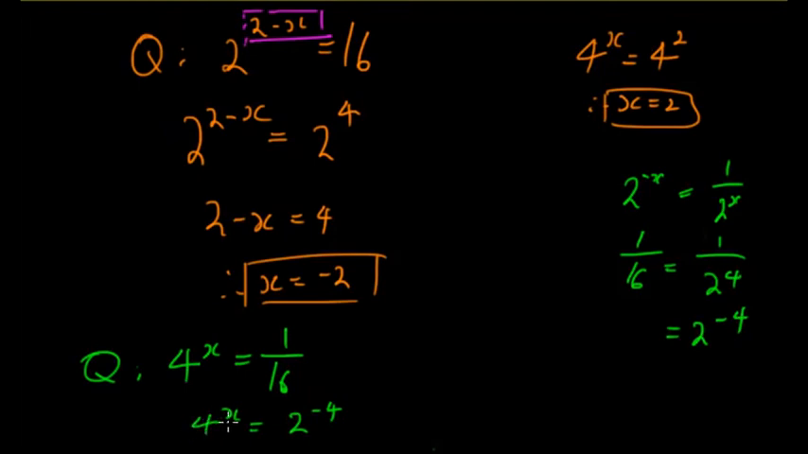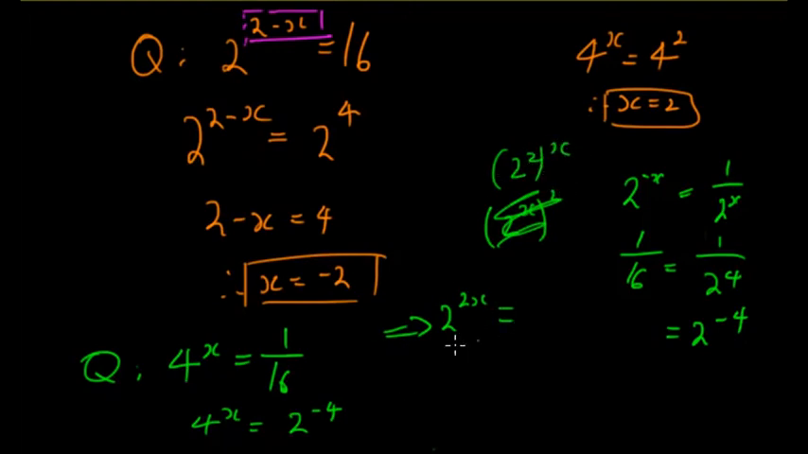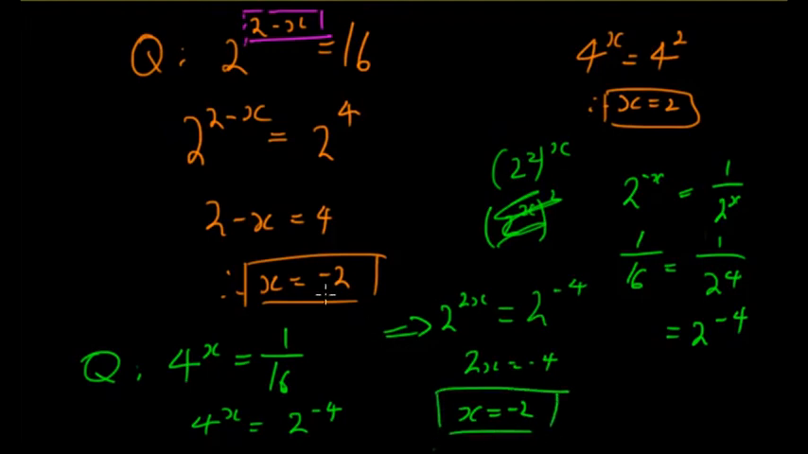Now we can put 4 in terms of 2. So here we have 2 to the 2, so that's 2 to the 2x. So that's equivalent to 4 to the x. Then you bring the x down. So this is equal to 2 to the negative 4. 2x is equal to negative 4. So then x is equal to negative 2. So once again, it's the same value.